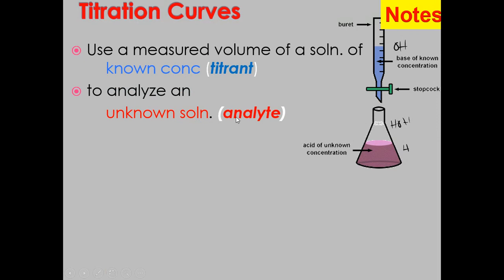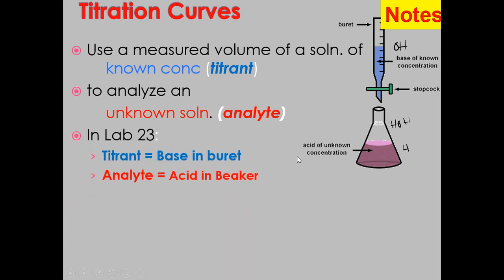Here's how it works. We use titration curves to measure the volume of a solution of a known concentration. In this case, it's a base. It could be the acid, flipping around the other way. That's called the titrant because you're titrating it. And I'm analyzing this solution. That's why it's called the analyte. Very creative, right? In this case, it's my acid that I want to know the concentration of.